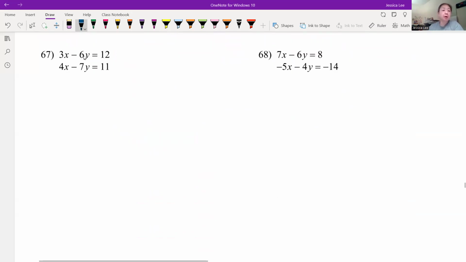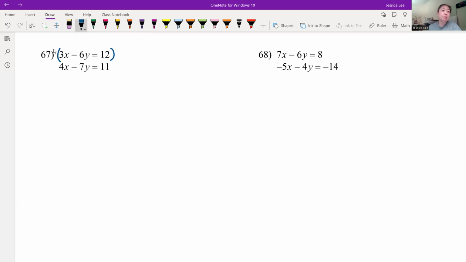If you notice right here, oh, I don't have anything. I can't multiply the 3 to get a 4. I mean, not easily anyways, or the 6 and the 7. So what I'm going to do, I'm going to have to multiply both equations. So let's try it out. I'm going to try and get rid of the x's because those numbers are smaller. And what could I get both of those numbers to be? 12, right? Because 3 times 4 is 12 and 4 times 3 is 12.